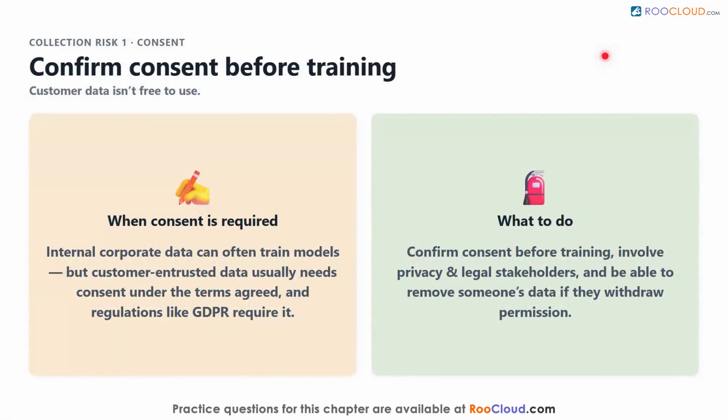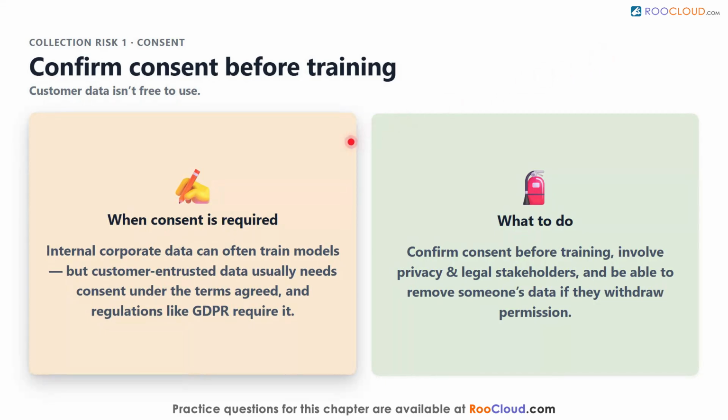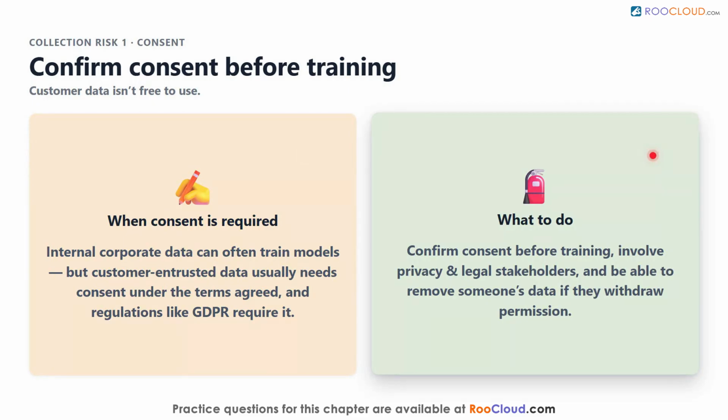Collecting data also carries 3 risks worth naming, and the first is consent. Internal corporate data can often be used for training, but data entrusted by customers usually needs consent based on the terms agreed when it was collected. And regulations like the GDPR require this. So organizations must confirm consent before training, involve privacy and legal stakeholders, and be able to remove someone's data from the training set if they withdraw permission.